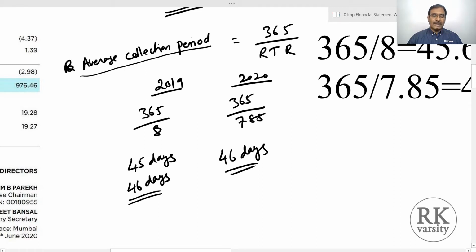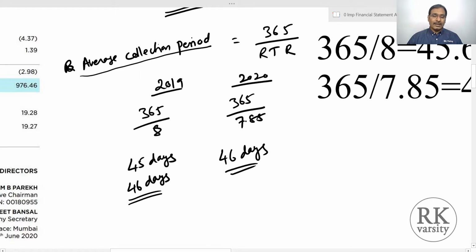This is one. And second is that with the average collection period, you can also plan for your working capital requirement, in the sense that as the amount is blocked for 45 or 46 days with your customers, you need that much amount for your working capital requirement. So the more days your average collection period is, the more working capital you require.